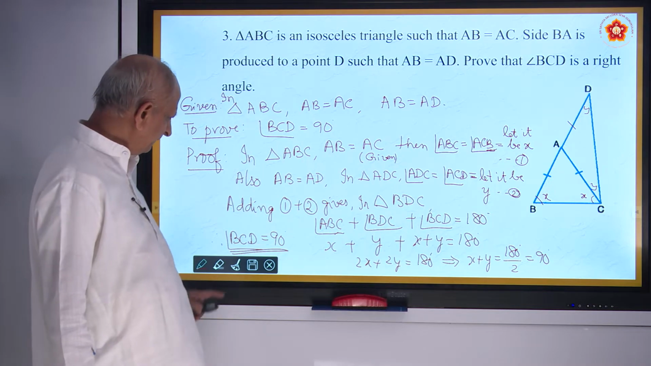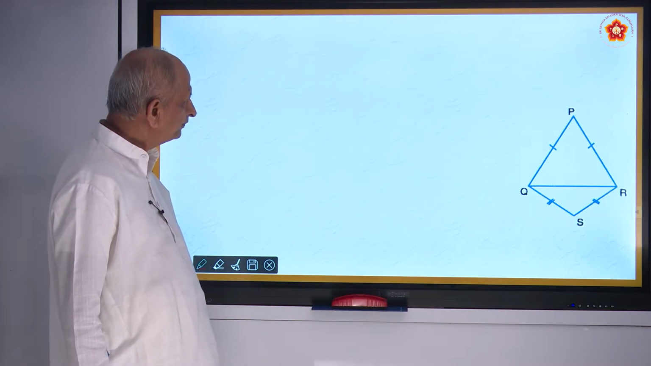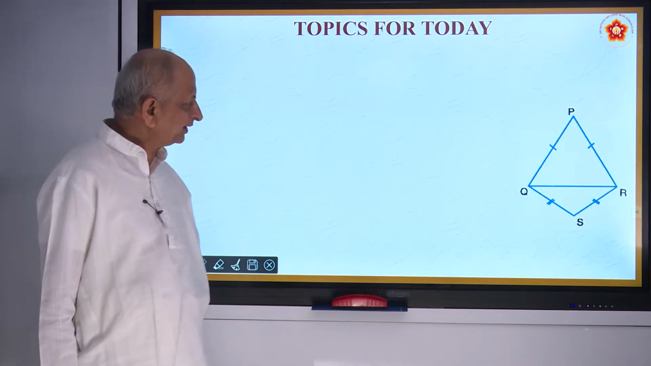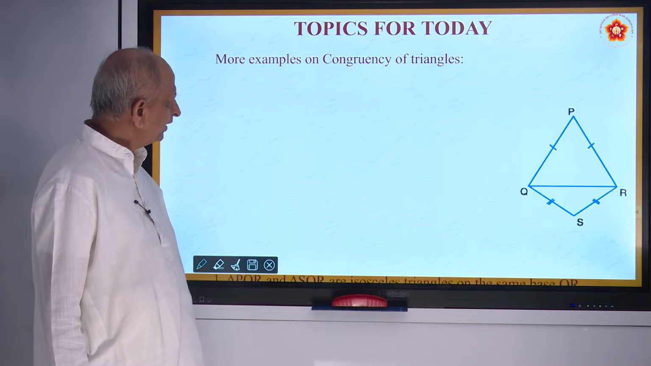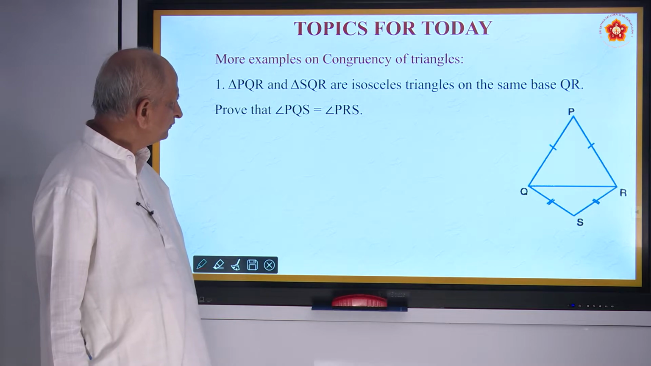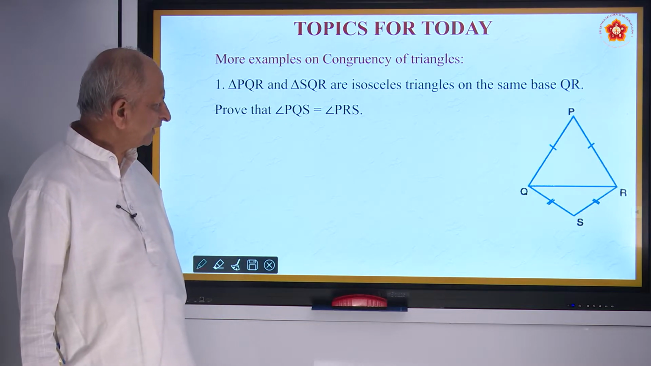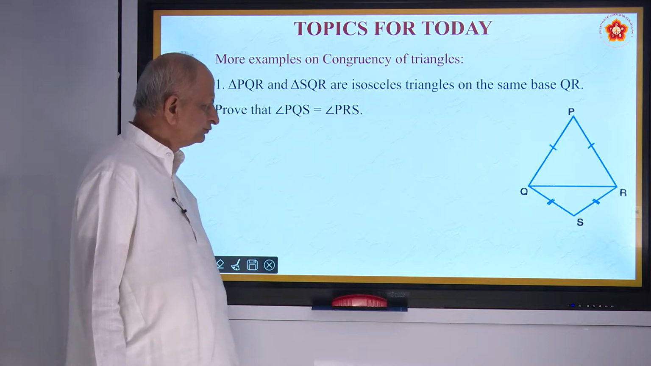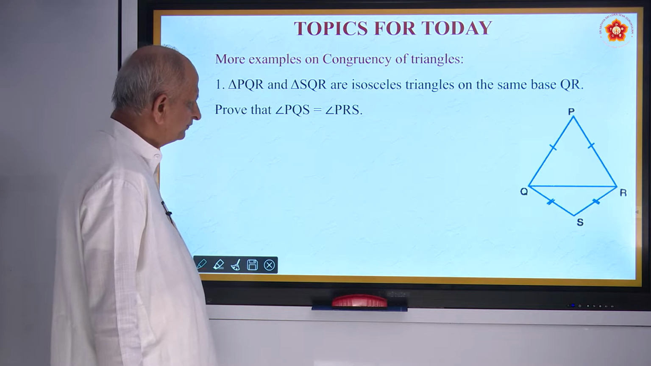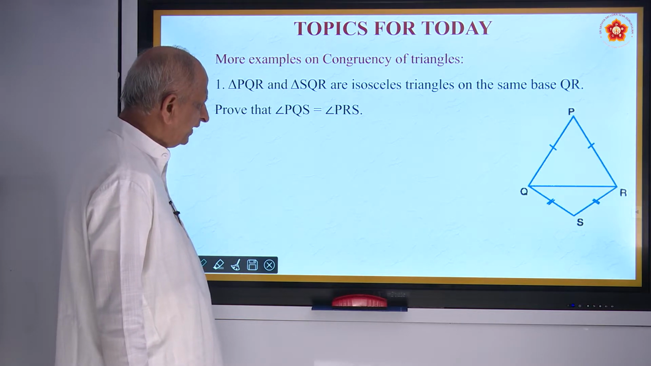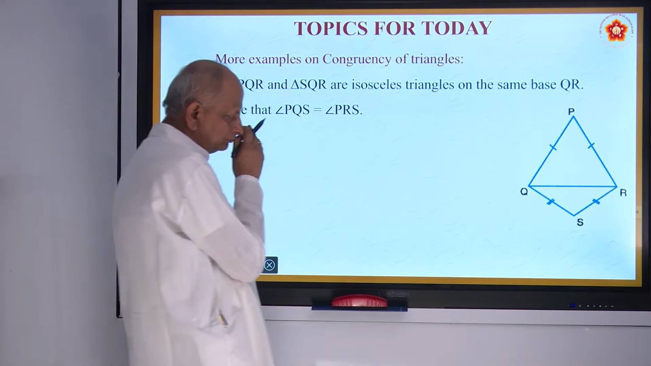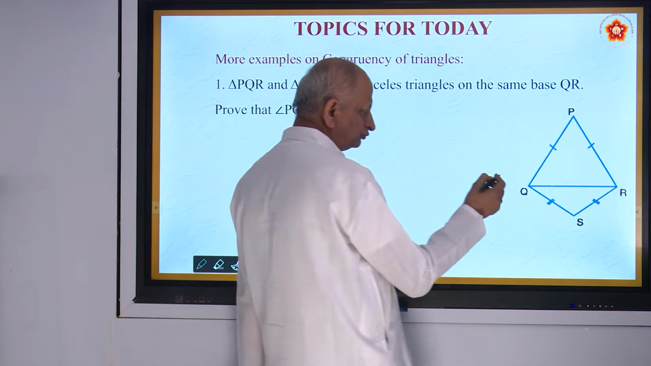Now we will come to today's topic, right? So we will work out some more problems on congruency of triangles. So here is a figure, triangle PQR and SQR are isosceles triangles on the same base QR. Prove that angle PQS is equal to angle PRS. Okay, how to do it? Let us do it mentally now, orally.